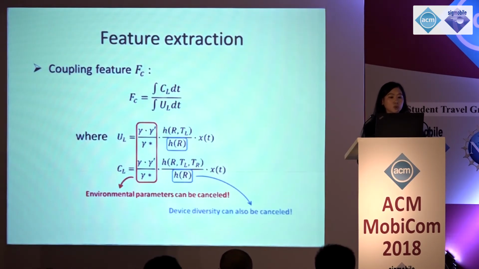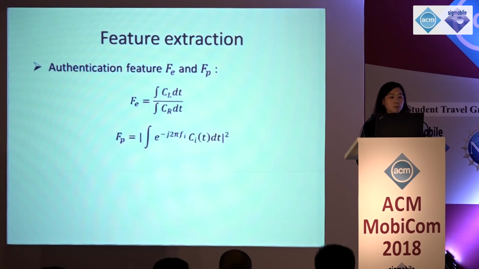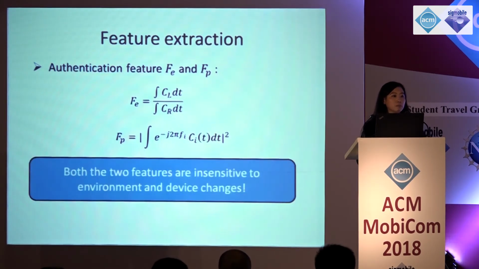We extract two environment and device-independent features, namely coupling feature and authentication features. The coupling feature is to verify whether there exists a tag, not a replayer, that is sending the signal. We also propose two authentication features. Note that both of the two features are insensitive to environment and device changes.